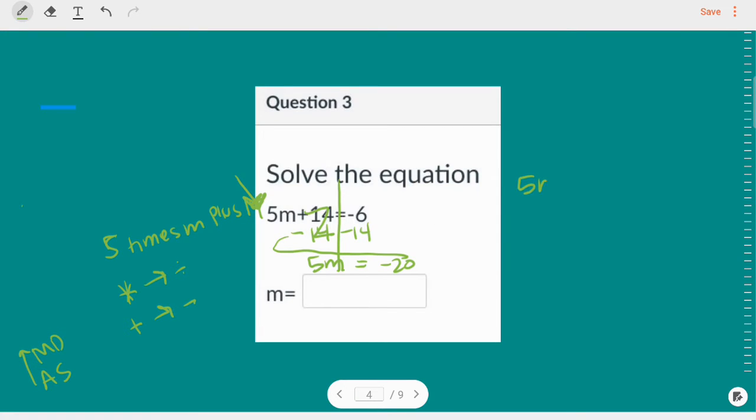I'm going to write this over here to the side. How do I continue to eliminate the variables next to m? Well, remember my other operation was multiplication. How do I undo that? Since this is multiplication, I'm going to use division. Dividing by 5, that eliminates 5, and m equals negative 4.